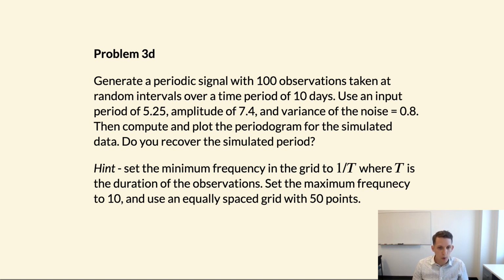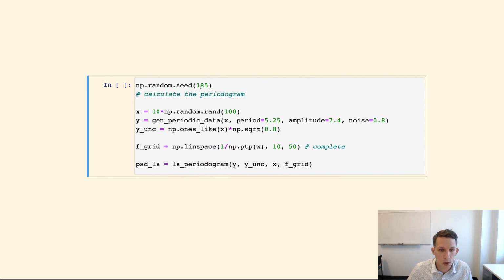All right. Here's a hint for this problem. We want to set the minimum frequency in the grid to 1 over T, where T is the duration of the observations. Essentially, what is the time between the last observation and the first? And then we want the maximum frequency to be 10 in a grid that has 50 points in it. Okay. So we'll see that most of the code is here.